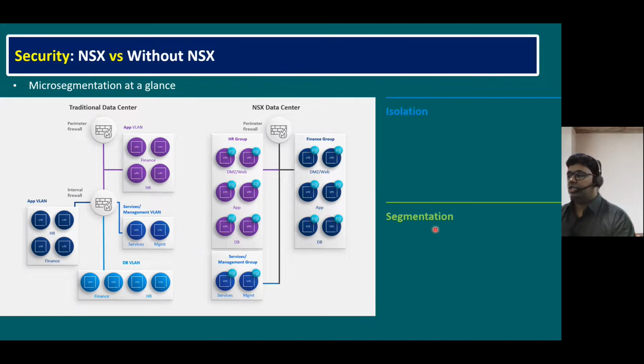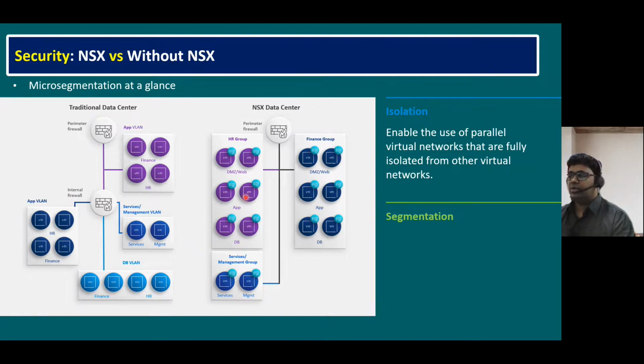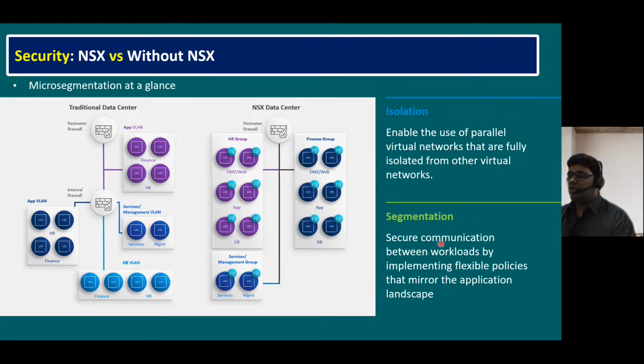That is the benefit of using NSX. Okay, so isolation and segmentation. NSX enables the use of parallel virtual networks that are fully isolated from other virtual networks. That means the HR network is completely isolated from the finance group network, and the management network is completely isolated from both the HR and finance groups. But before NSX, all are connected to the same firewall. And segmentation means secure communication between workloads by implementing flexible policies that might mirror the application landscape. Okay, so this is the security at the NSX layer.